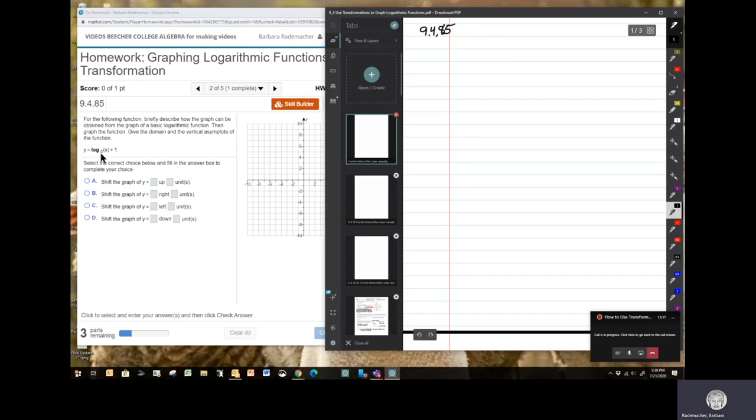Okay, the basic function is going to be y equals log base 3 of x. But we're playing around with it. Instead, what we've got is y equals log base 3 of x, and then there's a plus 1 out here to the right. Well, that plus 1 is a vertical shift up. Vertical shift.